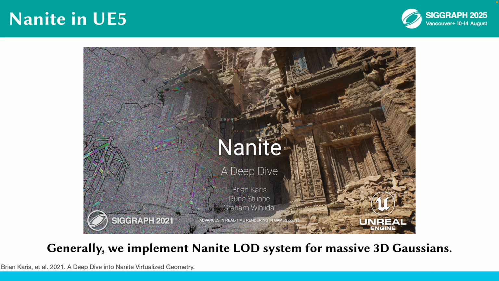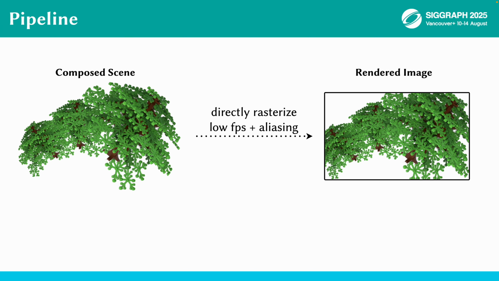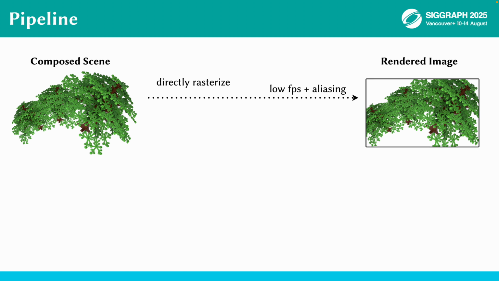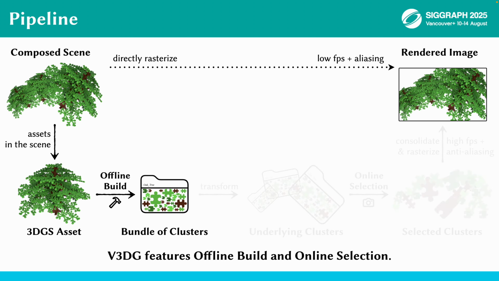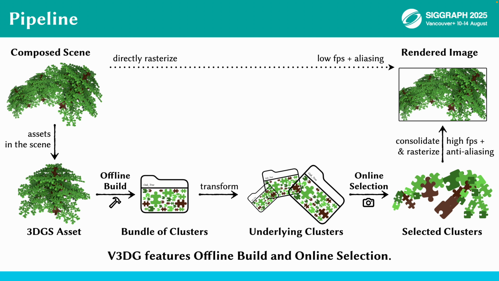3D Gaussians are explicit 3D primitives with spatial extent, similar to triangles, so we try implementing a Nanite-like system on massive 3D Gaussians in composed scenes. Inspired by Nanite, we propose virtualized 3D Gaussians. Instead of directly rasterizing all 3D Gaussians, we design an offline build stage and an online selection stage to select fewer 3D Gaussians to rasterize.